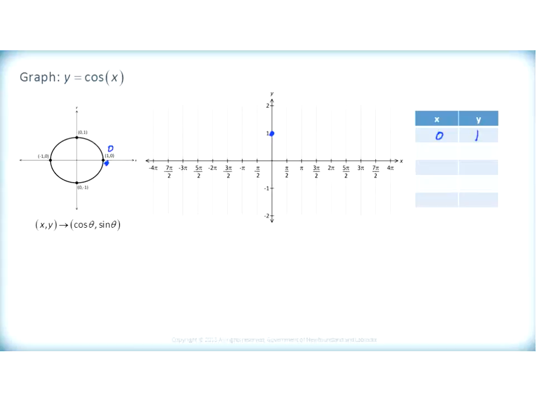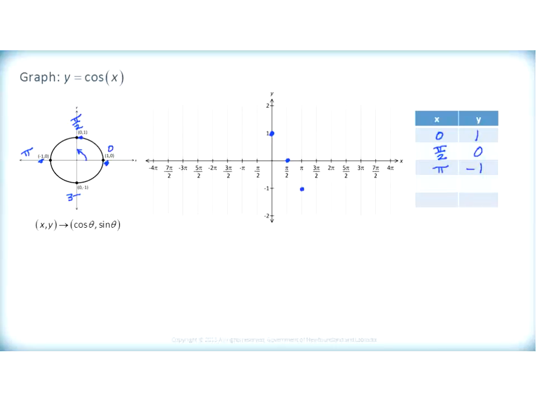We'll start off by doing a positive rotation around the unit circle. At pi over 2 radians, notice that the cosine is equal to 0. So you have the point pi over 2 and 0 as an intercept. Then if you go to pi radians, the cosine is at negative 1.